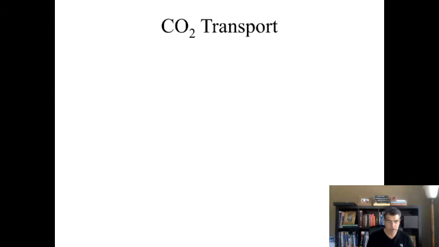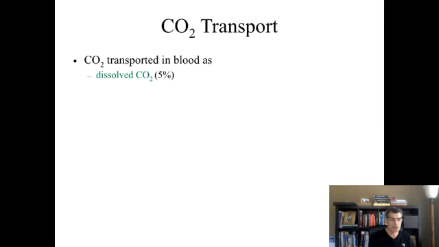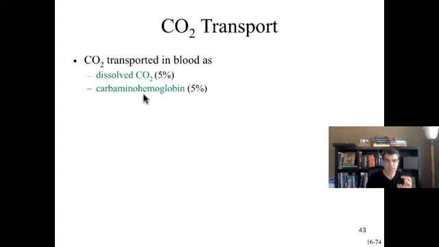The CO2 can be transported in three ways. The first one is in the form of dissolved in the blood. Remember, CO2 is a very soluble gas. 5% of the CO2 is dissolved in the blood. Another 5% is going to be carried by hemoglobin. Remember, hemoglobin can carry oxygen, but also hemoglobin can carry CO2. It's not the same site that oxygen sits.